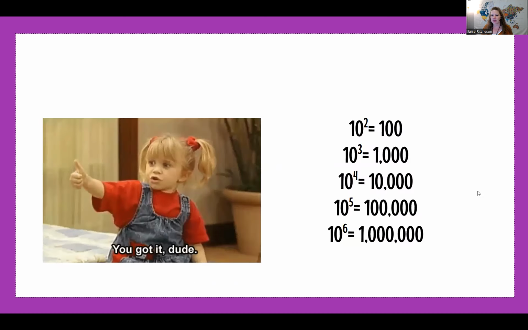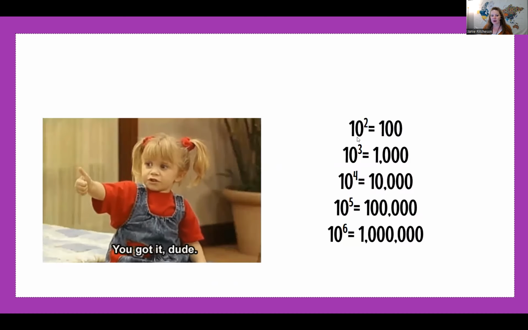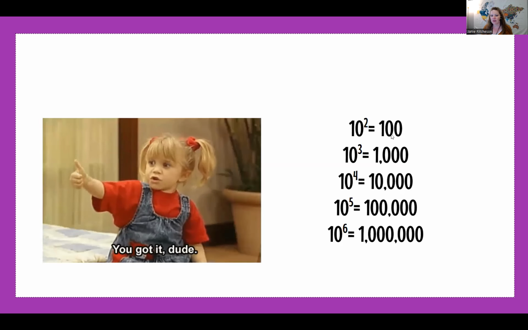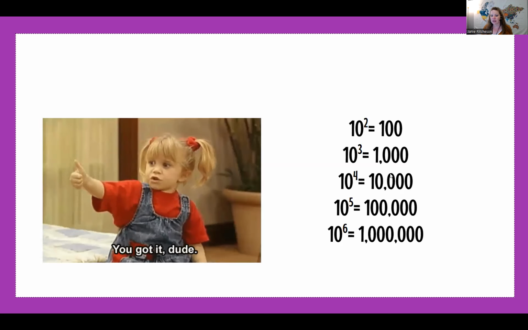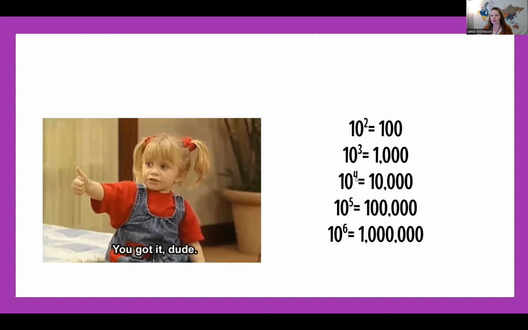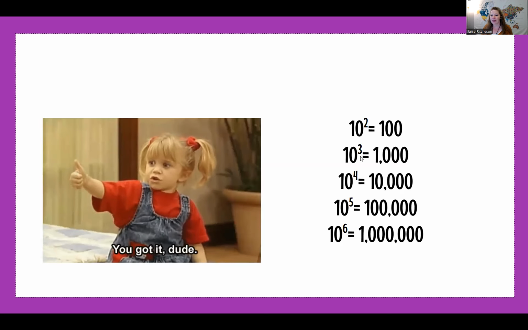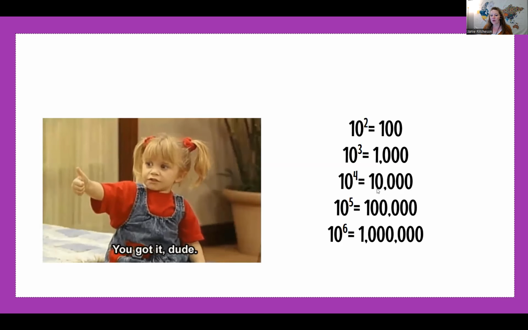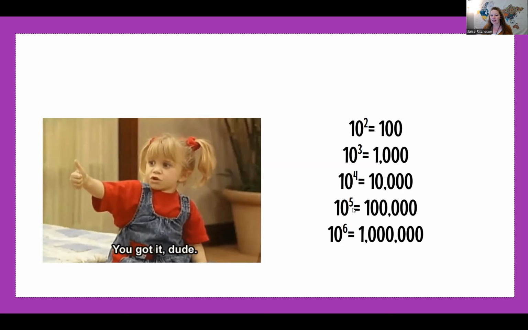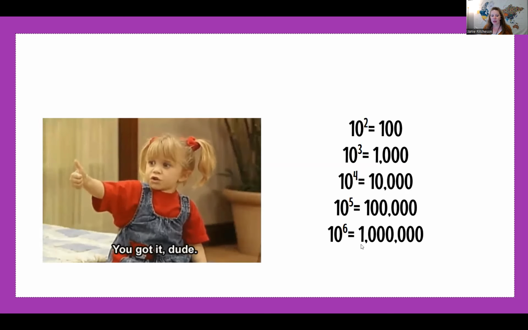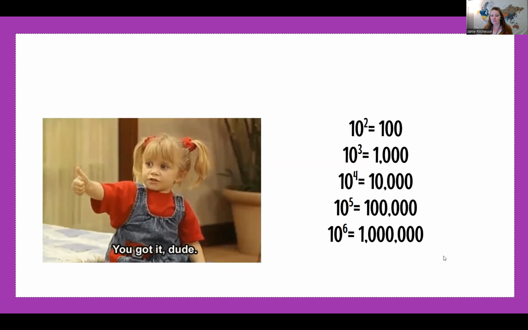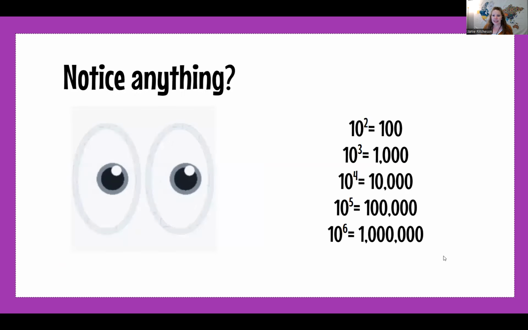Well, let's look at the answers. 10 squared, or 10 to the second power, is 100. 10 cubed, or 10 to the third power, is 1,000. 10 to the fourth, I'm sorry, did I say 10,000? I meant to say 1,000. 10 to the fourth is 10,000. 10 to the fifth is 100,000. And 10 to the sixth power is 1,000,000. Do you notice anything?